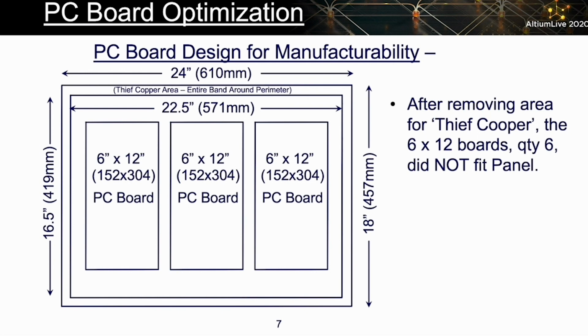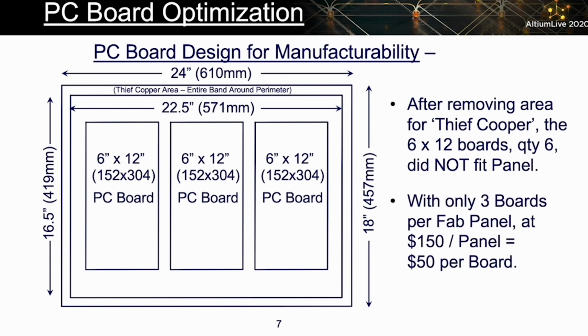At the time we were buying these, we were buying fairly low quantities because we were doing pilot production and early production runs. And we were paying about $150 per panel for 6 and 8 layer boards. That was our typical cost per panel in these boards. At that cost, with 3 boards per panel, they charged us $50 a board because they could only get 3 boards in a panel.